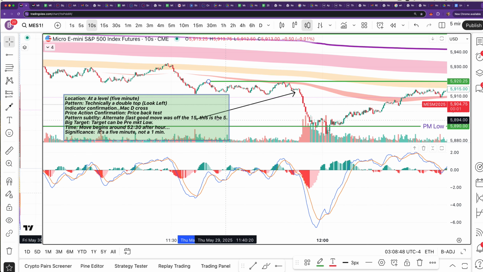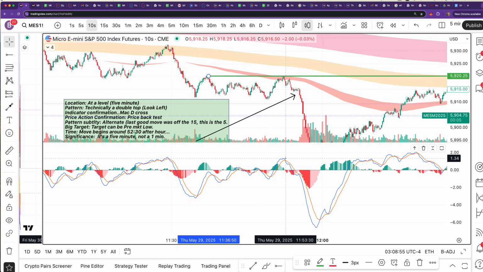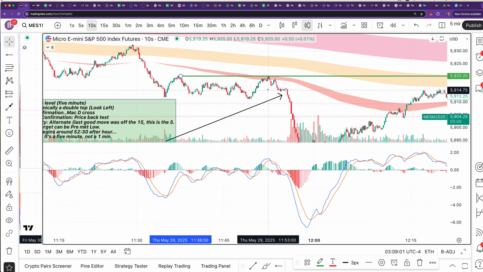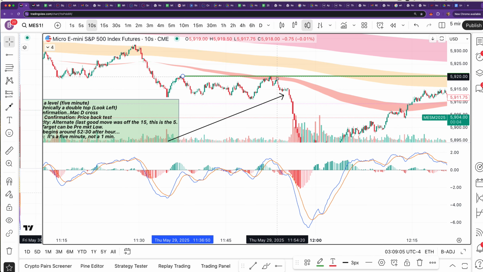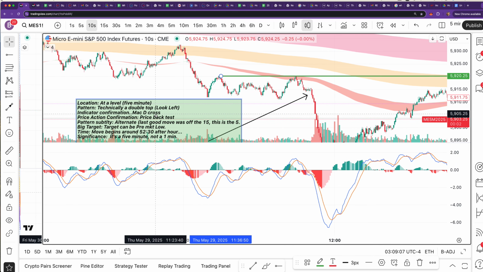Okay, and I like to see a price back test after the MACD cross. In this case, we had a MACD cross here, and then price back tested the line. So that's what I look for: price to hit the line, your MACD cross, and then a price back test. Okay, so what else do we have?